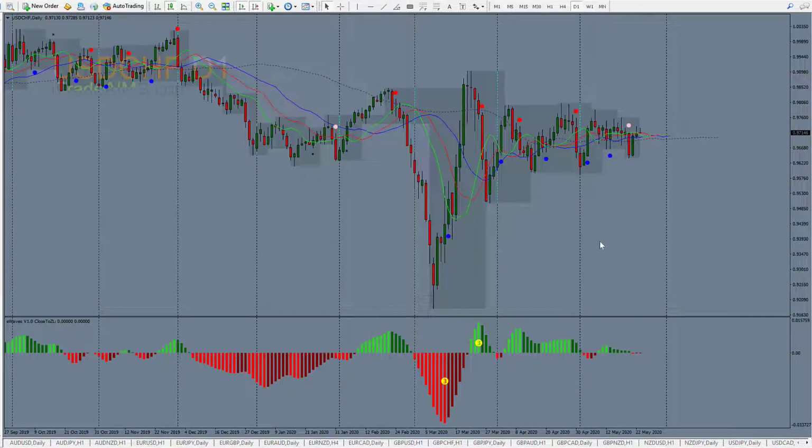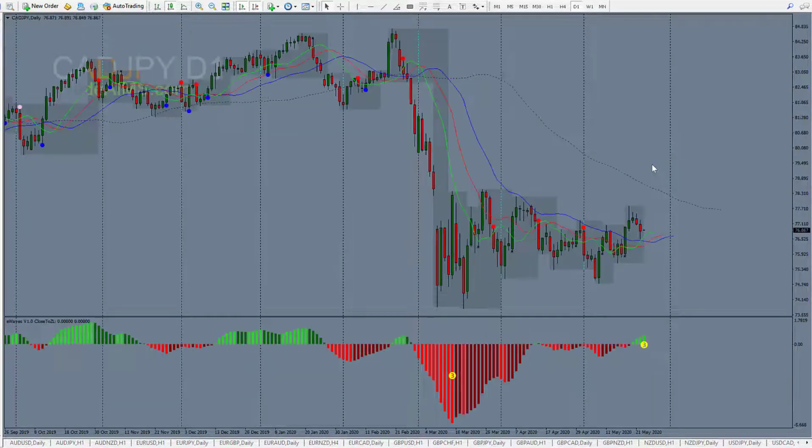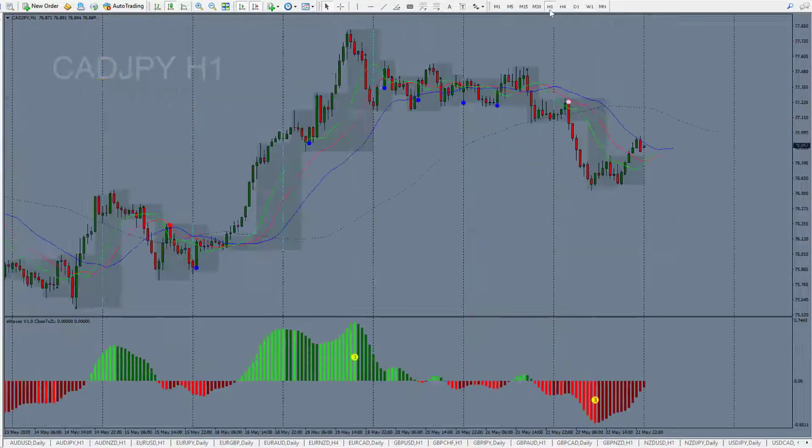So the next one is the USD CHF. It's going very sideways. It's tight. Don't want to touch it. The next one is CAD yen. CAD yen is also going sideways. So we have this up move down. It's a wave 4. Don't know what to do.